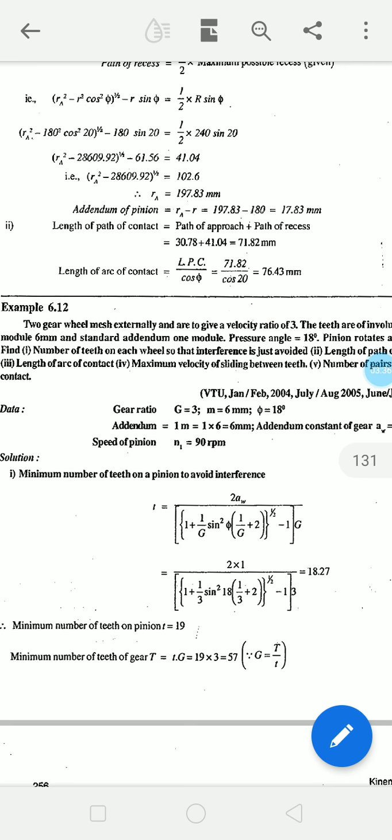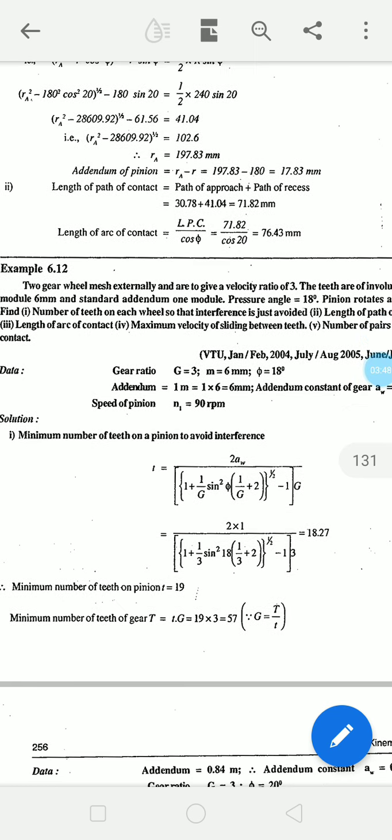Okay, what has he told? First one is the number of teeth on each wheel so that interference is just avoided. Remember that derivations I have derived already. Remember the derivations. Number of teeth on each wheel so that interference is just avoided.